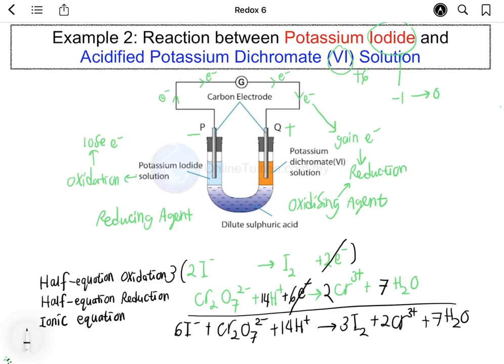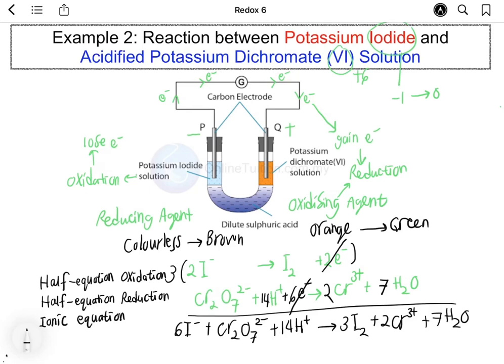So the last step will be the observation on the reducing agent side and oxidizing agent side of the U-tube. In the reducing agent side, the color of iodide ion is colorless, and this iodide ion is oxidized into iodine, which is brown. So the color change is from colorless to brown. For potassium dichromate, the color of dichromate ion is orange, while the color of chromium 3 plus ion is green, so the color change is from orange to green.